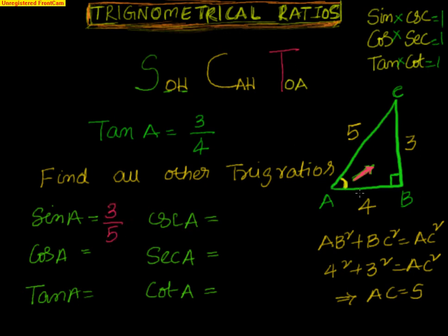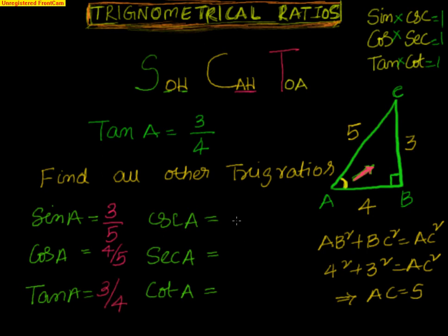Cos of A is adjacent by hypotenuse. Adjacent by hypotenuse, that is 4 by 5. Tan A is already given, but I am cross checking, that is opposite by adjacent. That is nothing but 3 by 4.